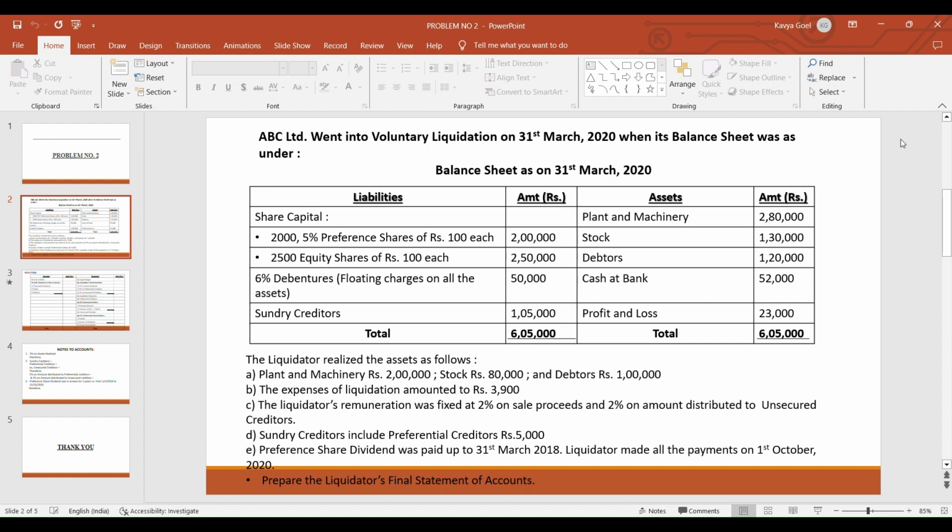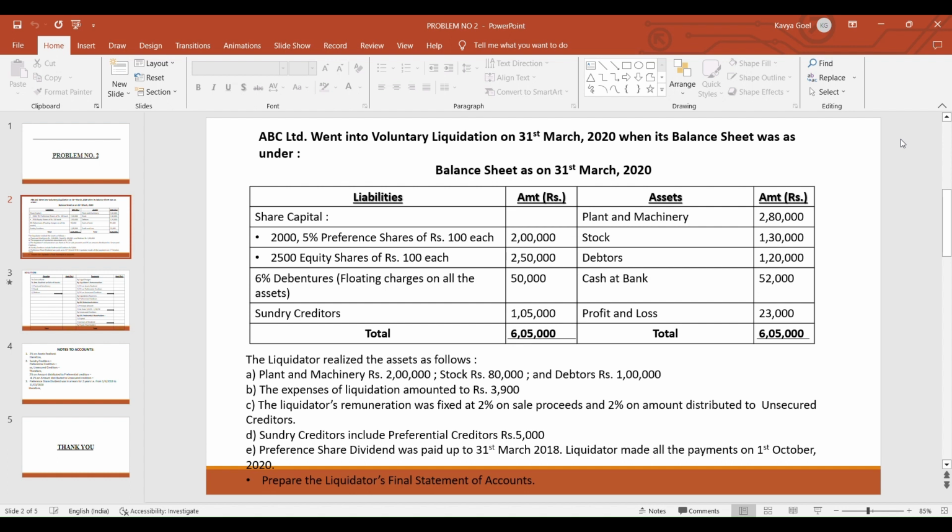And there are 5 adjustments given. So the first is the liquidator realized the assets as follows: plant and machinery, stock, and debtors. The second adjustment is on the liquidation expenses. Third is on the liquidator's remuneration. Okay, so the first part of this is that the liquidator's remuneration was fixed at 2% on the sales proceeds, and the second part is that the 2% was on the amount which was distributed to the unsecured creditors.